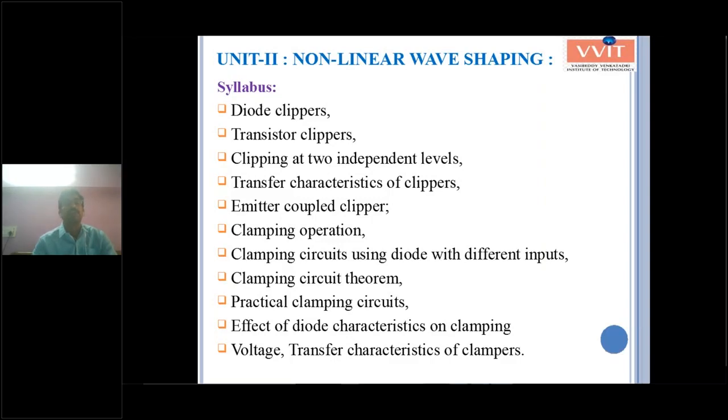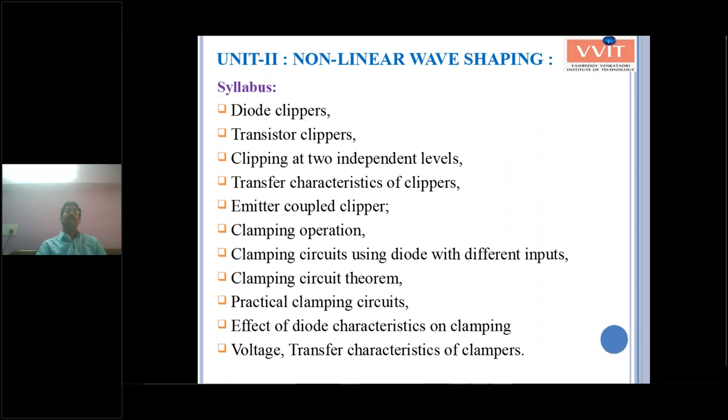According to the JNTU Kakinada syllabus, the second unit is non-linear wave shaping. First will be diode clippers and transistor clippers. How the diode will operate as a clipping device using diodes and resistors, and similarly how the transistor operates as a clipping device. Similarly, by using more diodes, that means 2 diodes, how the input sinusoidal waveform will be clipped at 2 levels. Then the transfer characteristics of clipping circuits. Then, by using 2 transistors, how the input sinusoidal waveform will be clipped at the 2 levels. These are all the clipping part.